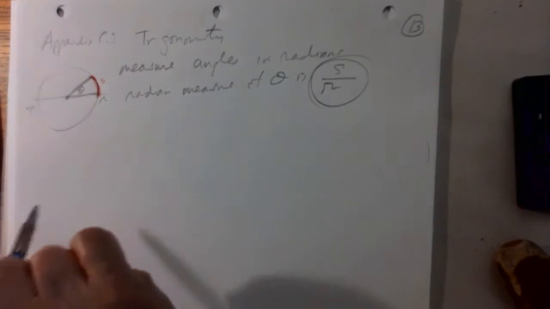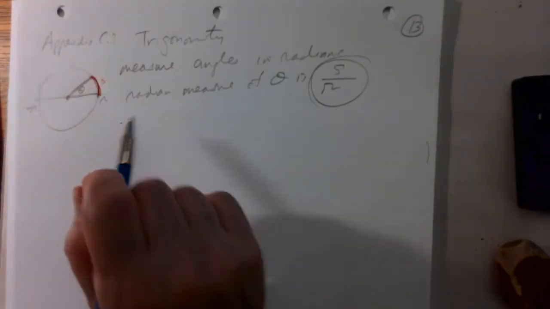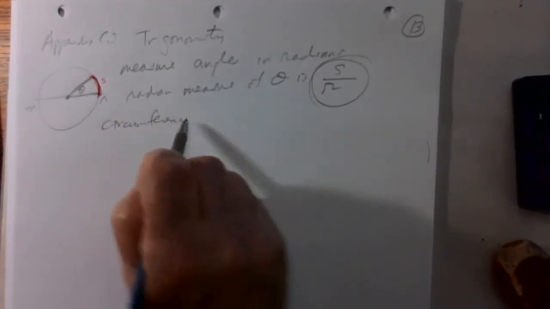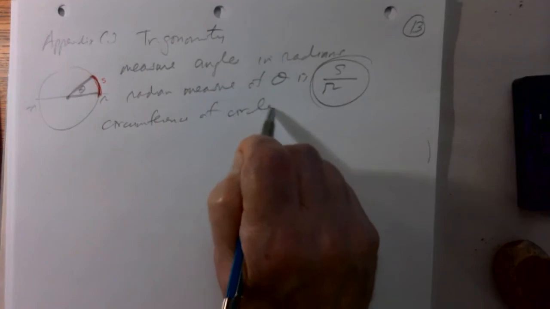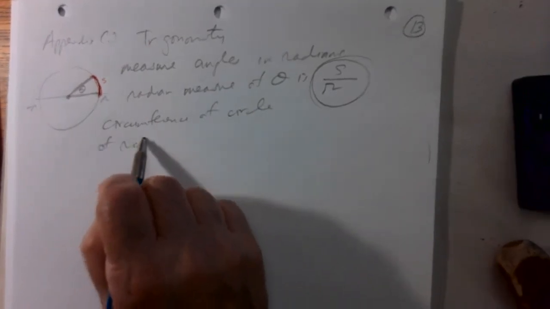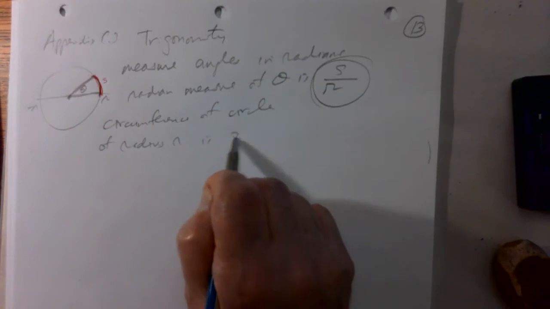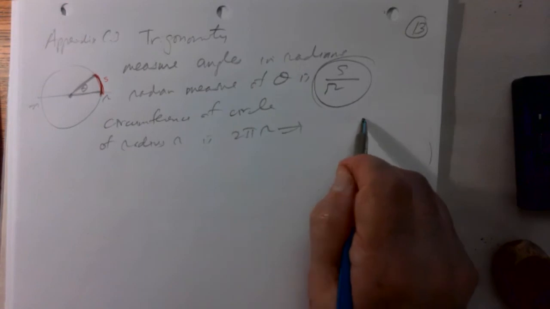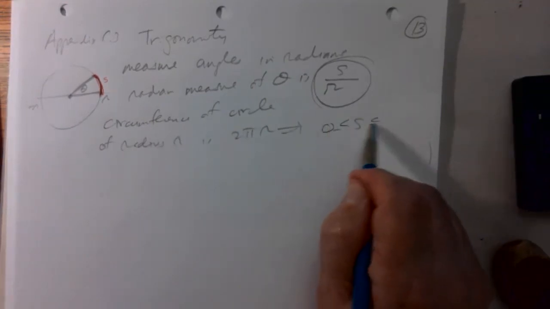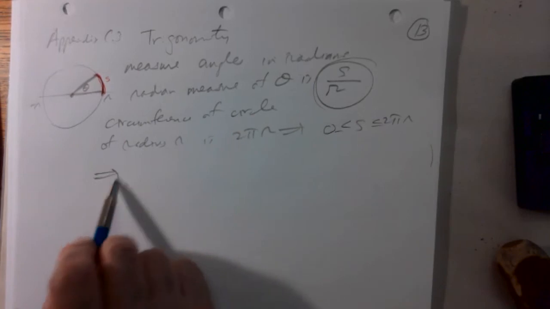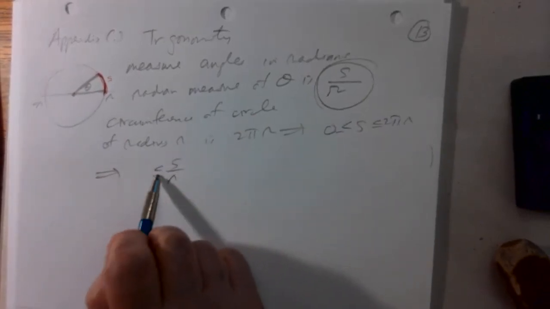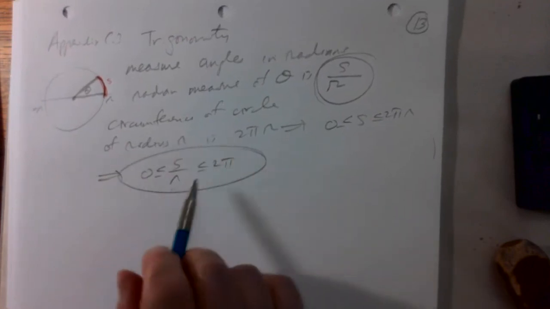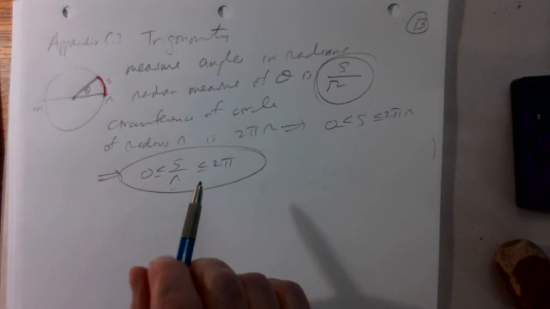That's the radian measure. Now, what do we know about arc length? We know that the circumference of a circle of radius r is 2 pi r. So this arc length can be anything from 0 to 2 pi r. So S divided by r is between 0 and 2 pi. So the radian measure of a circle is between 0 and 2 pi.